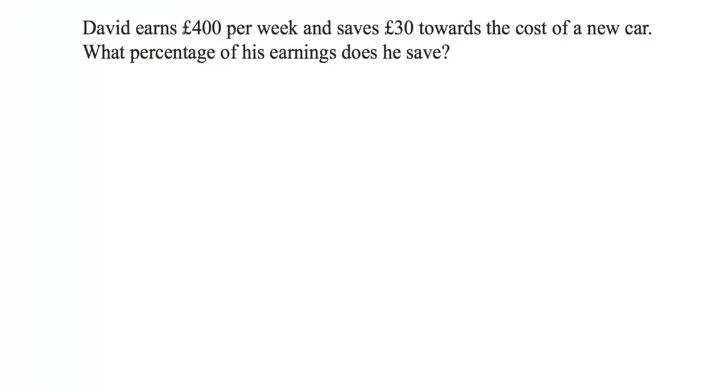Now, let's just do one final example, okay, which really does need a calculator this time, and you couldn't work it out in any other way, perhaps. So in this example here, we've got David earning £400 a week and saves £30 towards the cost of his car. What percentage is this? So 30 divided by 400 times 100 is the sum that we need to do on our calculators.